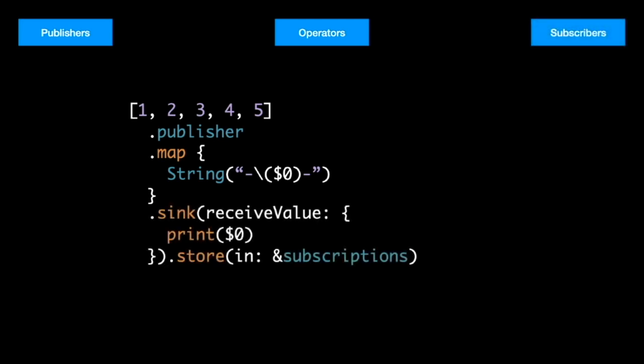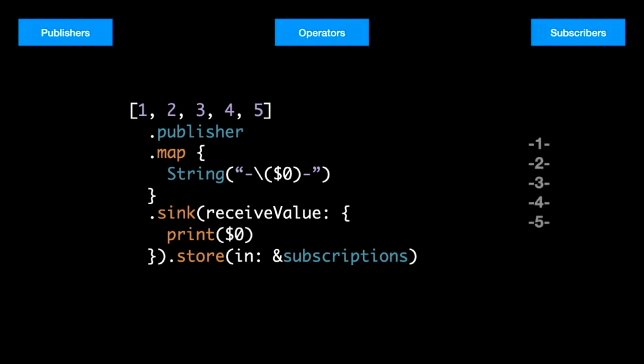When a subscriber subscribes to a publisher, it creates a subscription, which represents the connection from a subscriber to a publisher. If the subscription goes out of scope, the subscription will automatically cancel. So storing the subscription like so is pretty much what you're going to want to do most of the time. On the right, you can see the output: our strings, prefixed and suffixed with a dash.